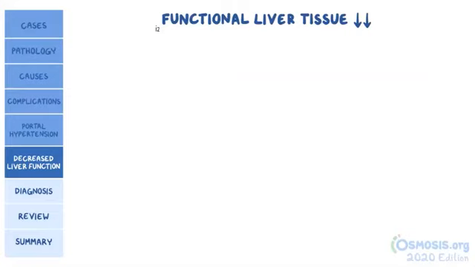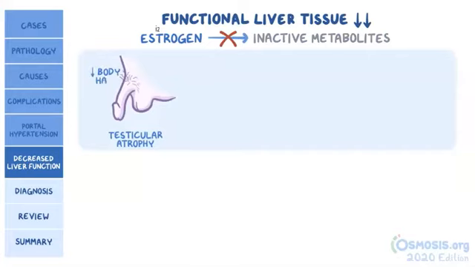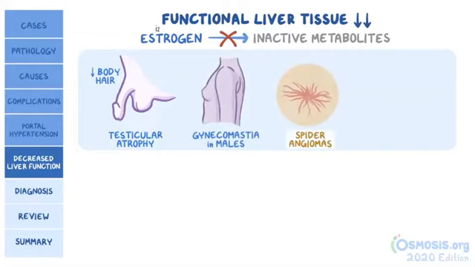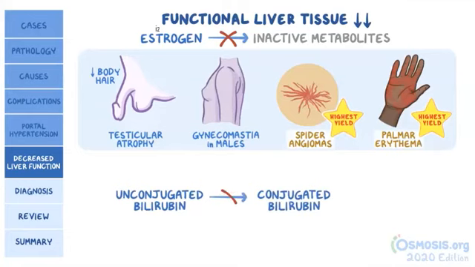Also, since the liver plays a big role in metabolizing estrogen into inactive metabolites, increased estrogen in the blood can also lead to complications like testicular atrophy, decreased body hair, and gynecomastia in males, as well as spider angiomas, which are swollen blood vessels just beneath the skin surface, and palmar erythema, which is redness of the hands. And, since the liver conjugates bilirubin, increased unconjugated bilirubin builds up in the blood, which leads to jaundice, or yellowing of the skin and sclera.